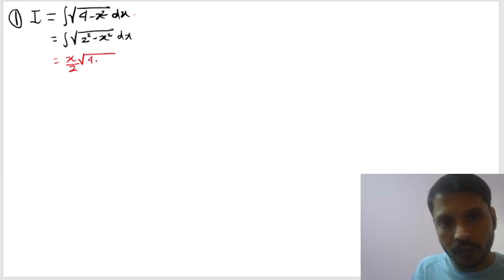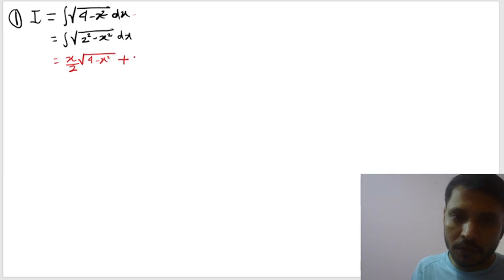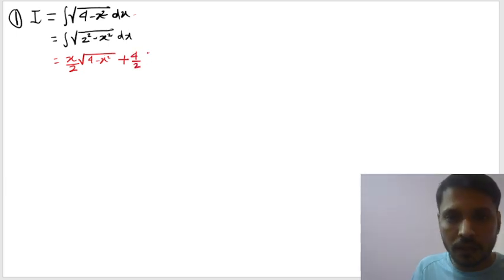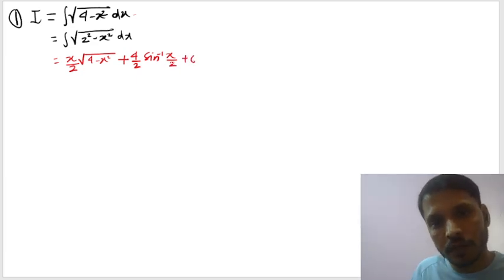That means here we can write 4 minus x square. And then here we are writing plus, since a square minus x square is there. So a square, that means 4 divided by 2, and then sine inverse x by a. Sine inverse x by a is what? So 2. And then at last plus c. So this is the answer.